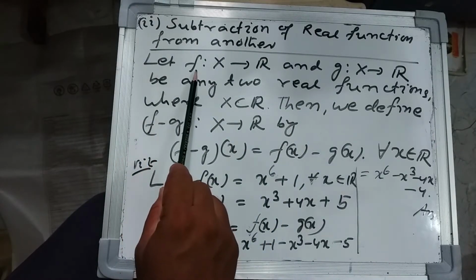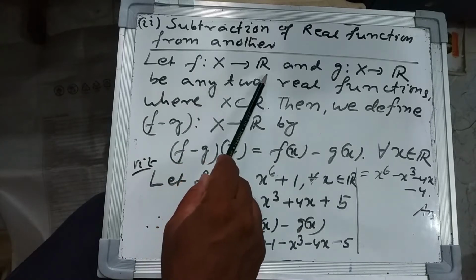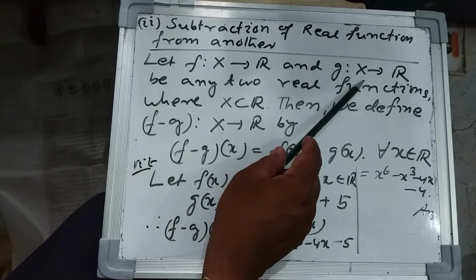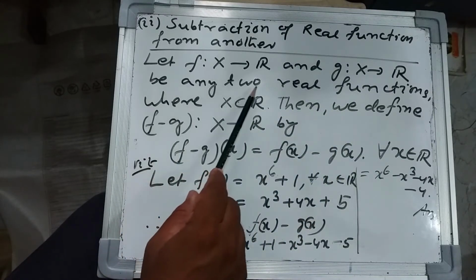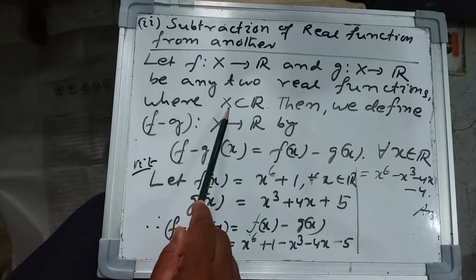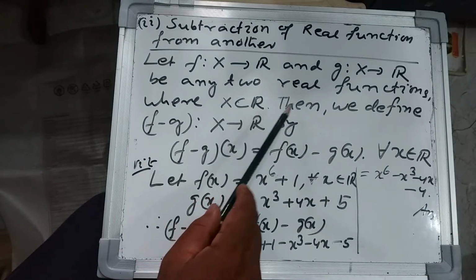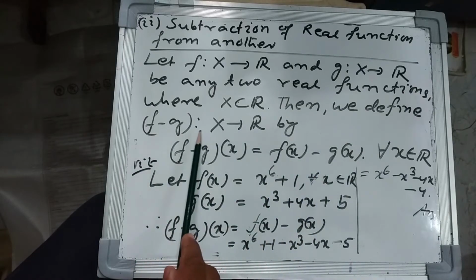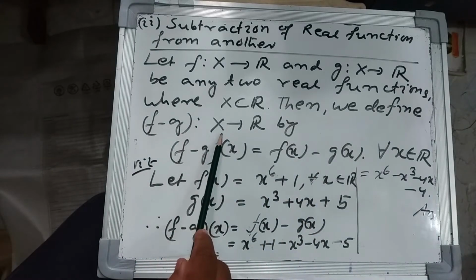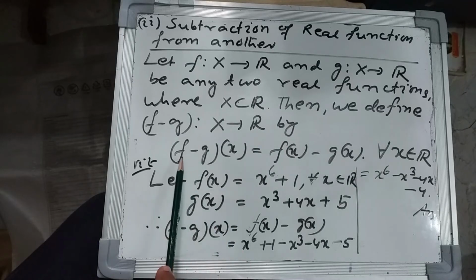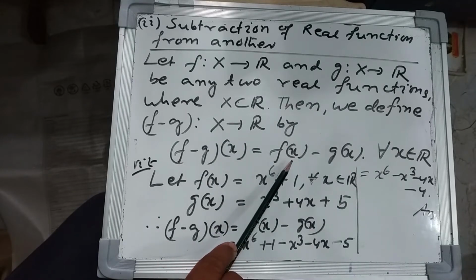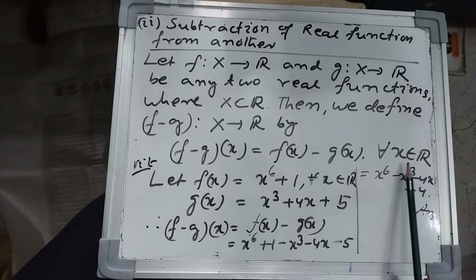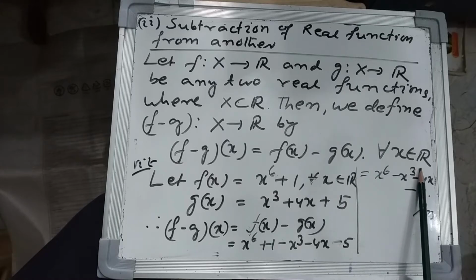Let f be a function that maps from set X to the real set R and g be a function that maps from set X to the real set R, be any two real functions where X is a subset of R. Then we define f minus g as a function that maps from X to R by (f minus g)(x) equal to f(x) minus g(x) for all x in the set.